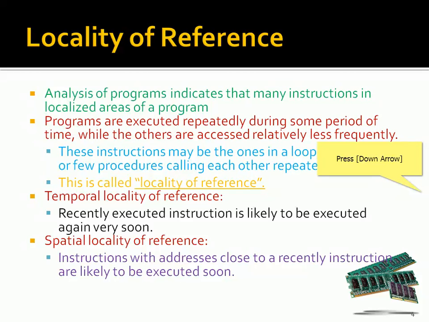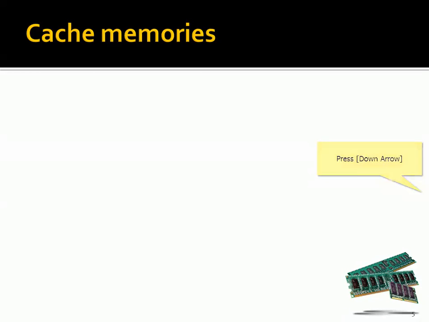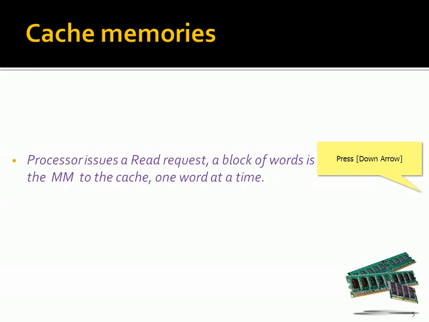In the sequence of addresses, those instructions are available, which is called spatial locality of reference. So, cache memory: the processor issues a read instruction, and a block of words is transferred from the main memory to the cache, one word at a time. That is a burst mode, in terms of the DMA philosophy you can exercise here.